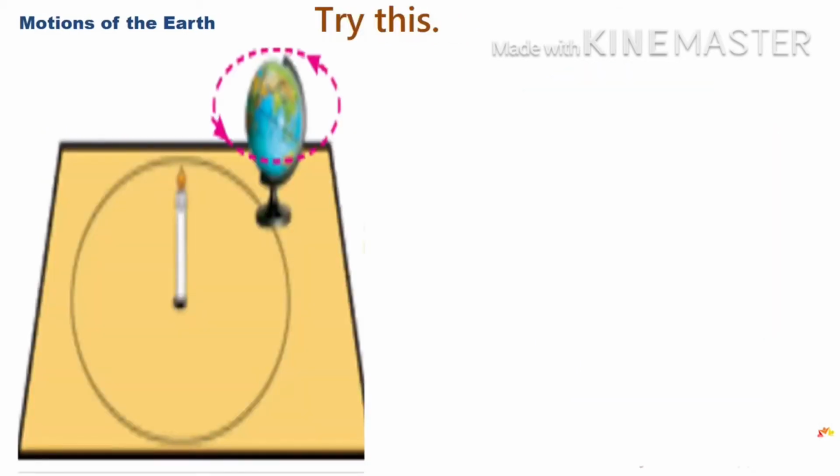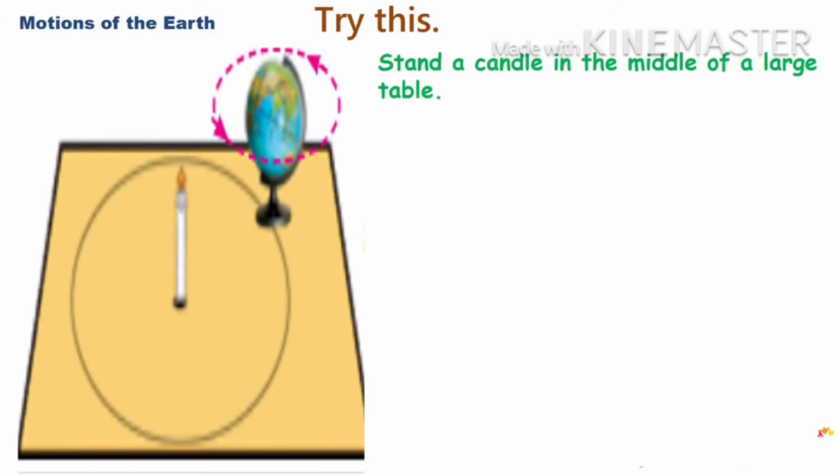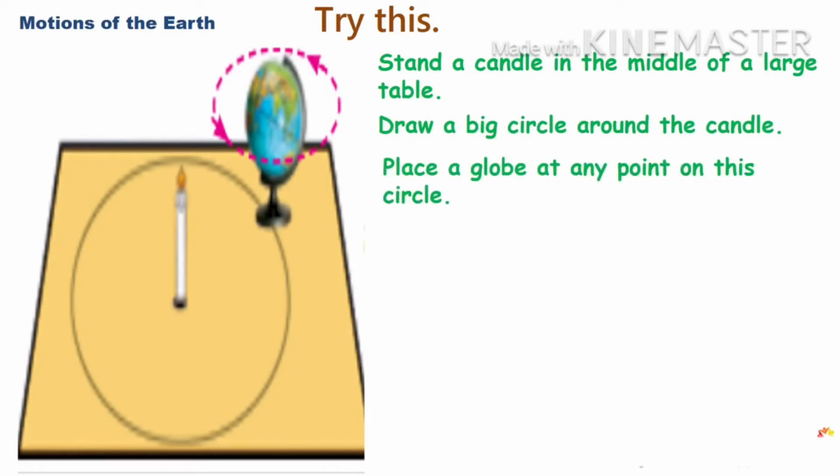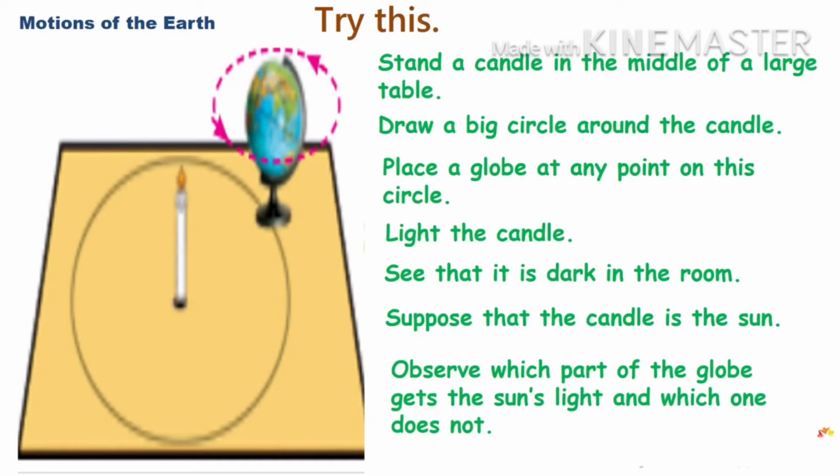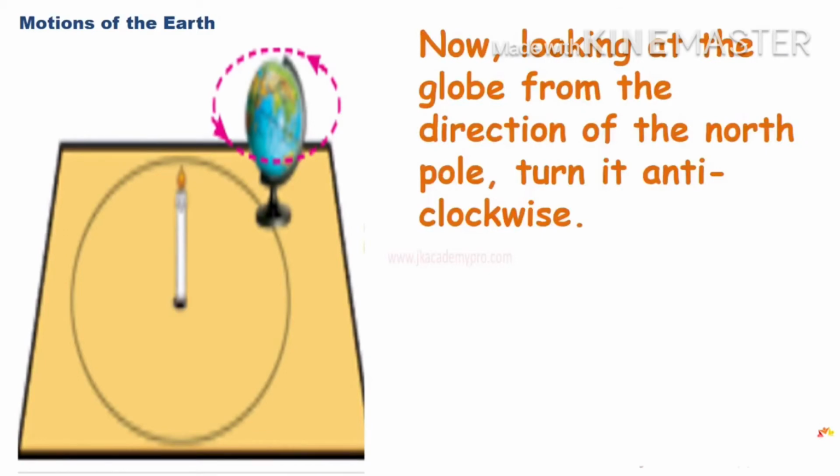Now try this. Stand a candle in the middle of a large table. Draw a big circle around the candle as shown in the diagram. Place a globe at any point on this circle. Now light the candle. Make sure the room is dark. Suppose that the candle is our sun. Observe which part of the globe gets light.